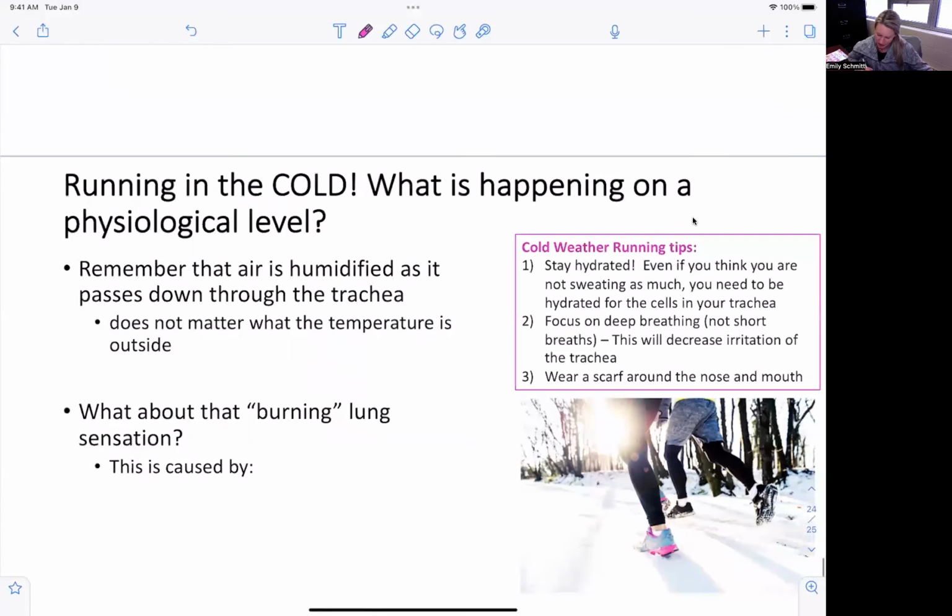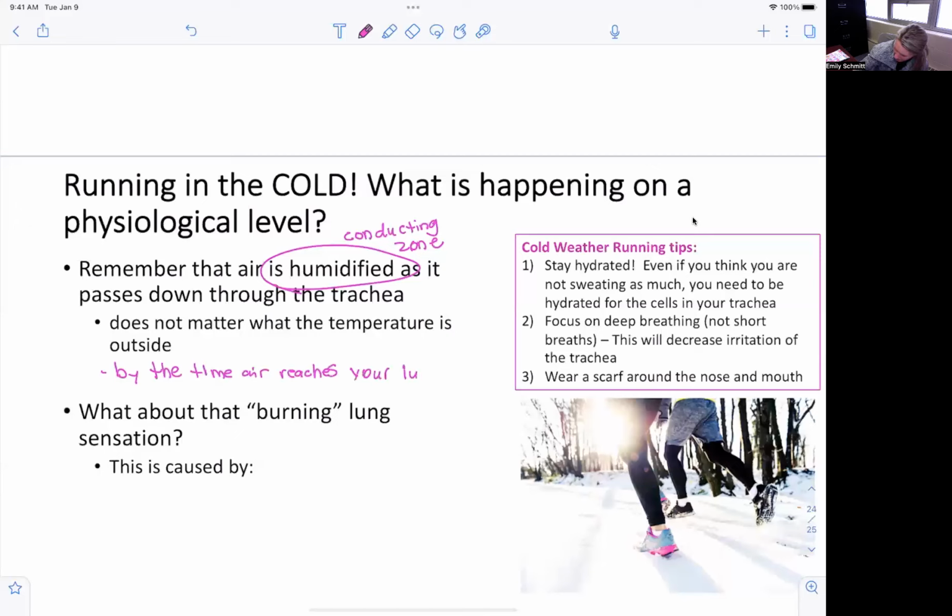So let's talk a little bit about running in the cold and what's happening on a physiological level. So again, remember that air is humidified as it passes down the trachea. So it is humidified, we said, in the conducting zone. And it does not matter what the temperature is outside. So by the time air reaches your lungs, it should be at about 98 to 100% humidity.